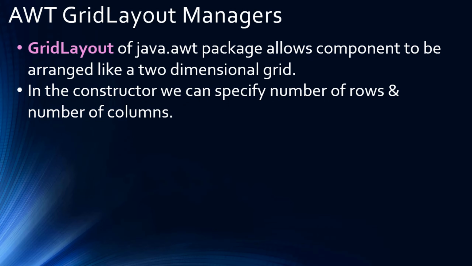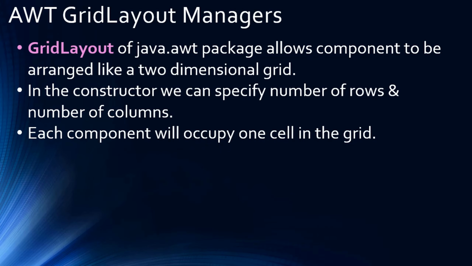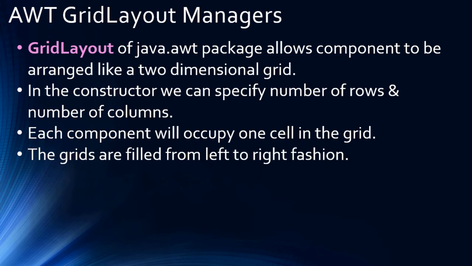So in the constructor, we specify number of rows and number of columns. If we specify 3, 2, then we are specifying 3 rows, 2 columns. That means we are accommodating 6 components inside a grid. Each component will occupy one grid location. The grids are filled from left to right fashion.